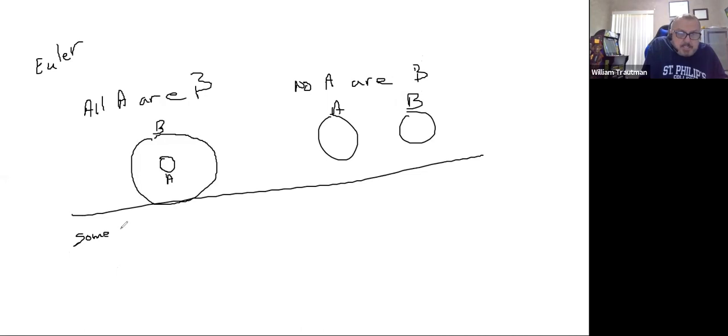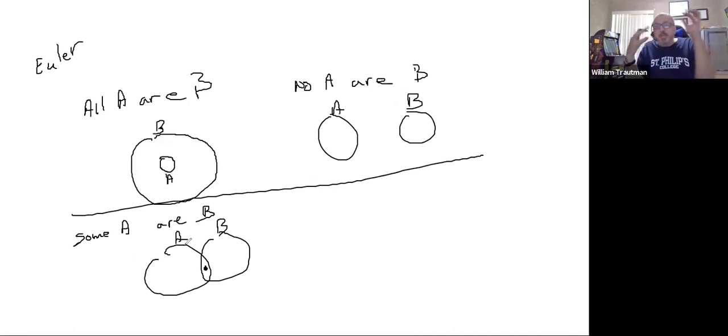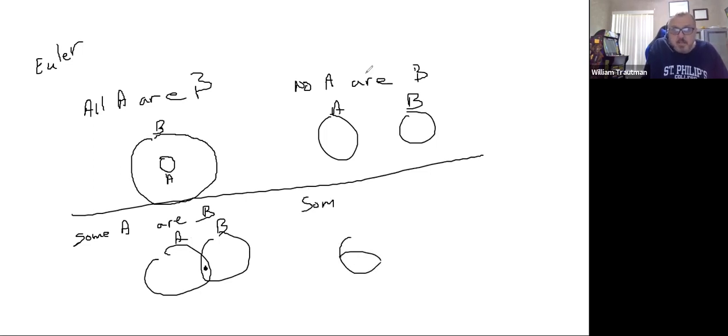Some A's are B's. If I have A and I have B, do you see this is the region where some of the A's are also in the B's? And then you can write the same thing. I mean, the same picture, if I could write the picture.